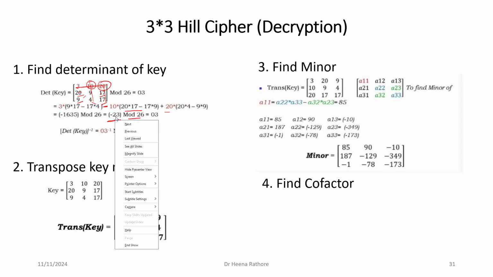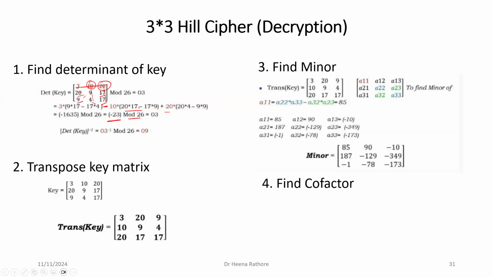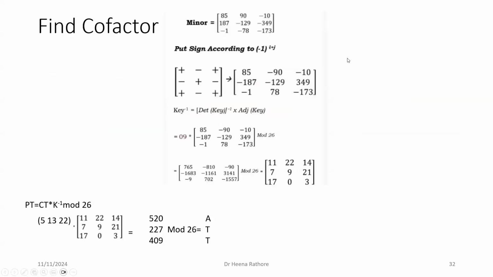You will convert this negative 23 mod 26 to its positive value, which is 26 minus 23 mod 26, which is equal to 3. Once again, this is 3. So 1 over 3: what should I multiply with 3 under mod 26 operation so that it will give me a 1? We just saw that 3 multiplied by 9 under mod 26 will give me 1. So 1 over 3 can be written as 9. That is what we are doing over here as well, this 9 times the adjugate for the key K that we are solving.